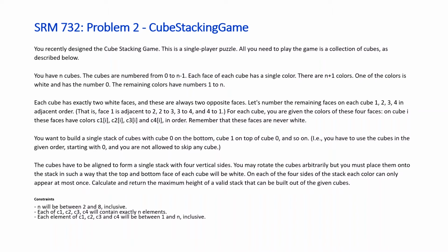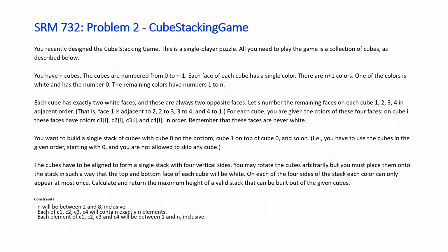You want to build a single stack of cubes with cube 0 on the bottom, cube 1 on top of cube 0, and so on, i.e. you have to use the cubes in the given order starting with 0, and you are not allowed to skip any cube. The cubes have to be aligned to form a single stack with 4 vertical sides. You may rotate the cubes arbitrarily, but you must place them onto the stack in such a way that the top and bottom face of each cube will be white.